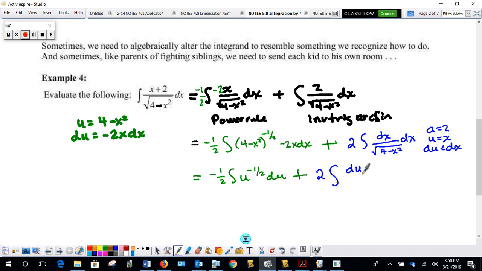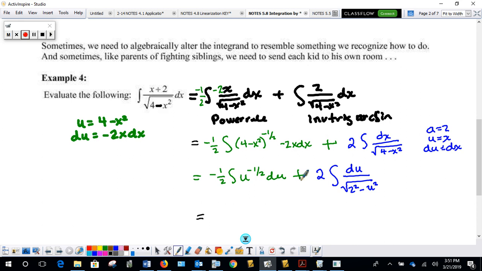We don't have to make any substitutions, or we can. I just realized I have too many dx's there. I moved it up to the top. So we have our du is dx. The bottom is going to be the square root of 2 squared minus u squared, changing everything to u. And so now we're ready to do our integration for both of these problems separately.